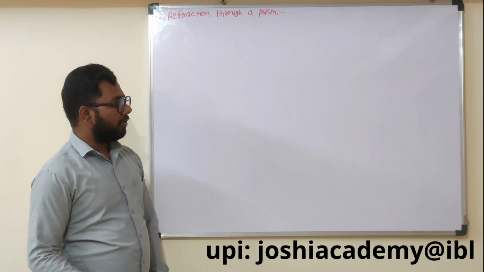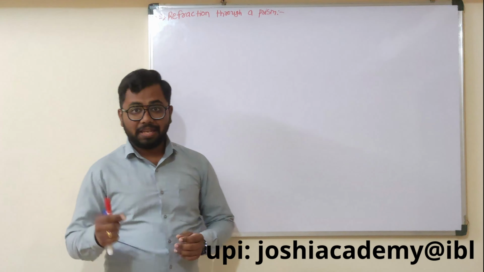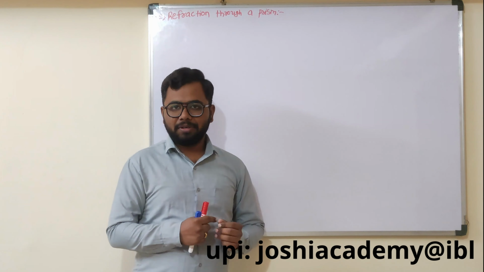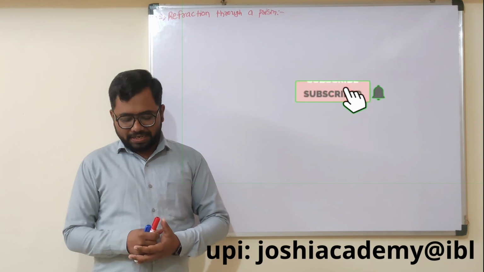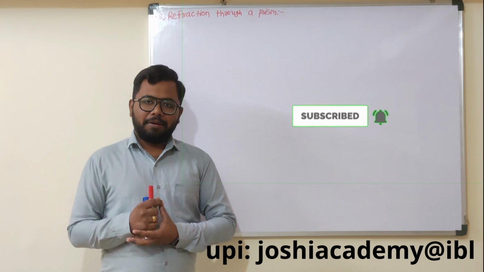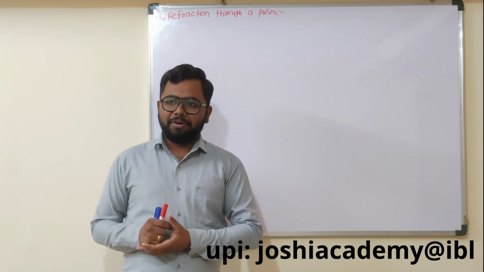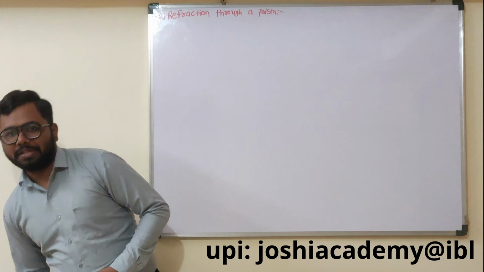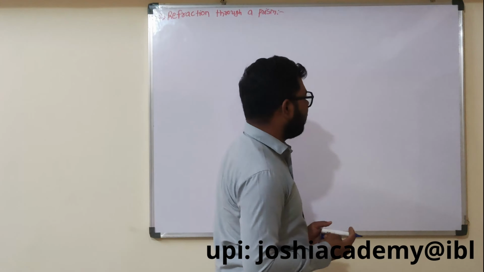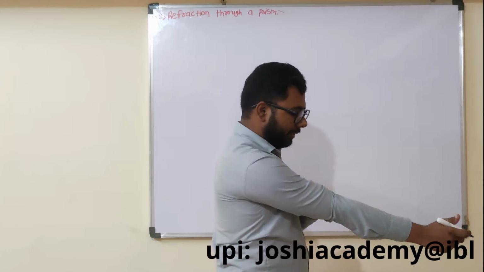So basically we are going to see what will happen if the light passes through a prism. Clear? But in this case we are not going to take the white light, but instead we are going to consider one monochromatic light. Okay? So let us draw the prism first and then we will see what will happen over here.